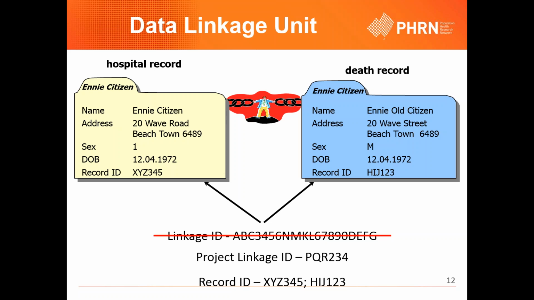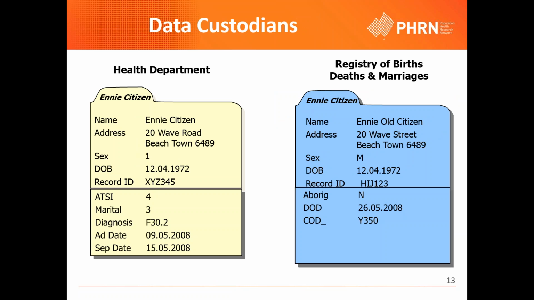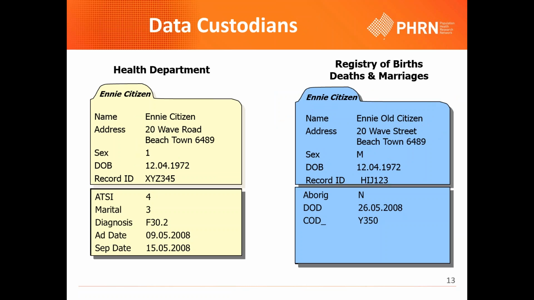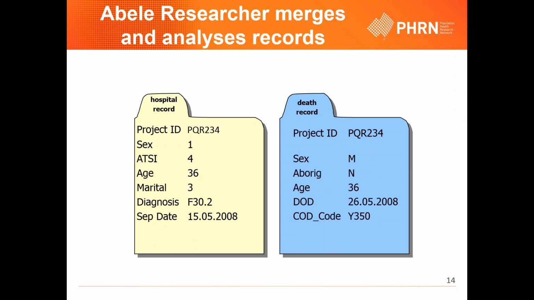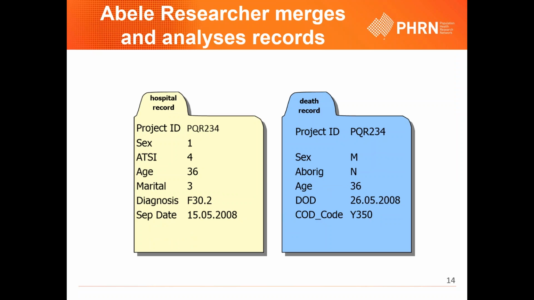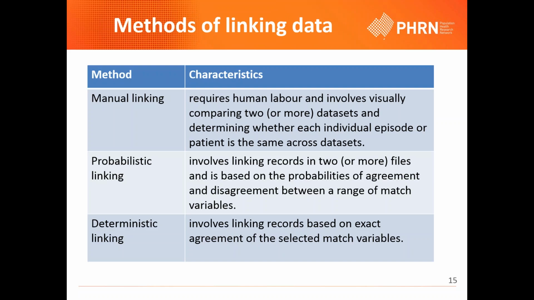The linkage unit then sends the project IDs and the record IDs for the relevant records back to the data custodians, who then go through another separation step. But this time they replace the identifying information with the project IDs, and they send that data back to the researcher, who's then able to use the project IDs to merge the data and do their analysis. So that's how, in general, all of the linkage occurs at linkage units around Australia.